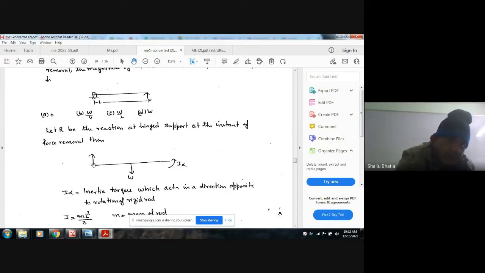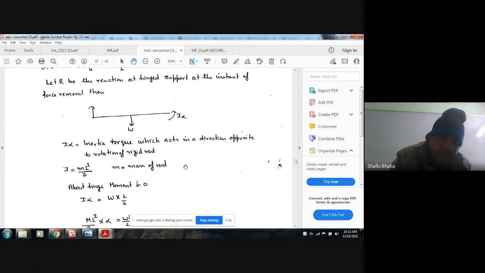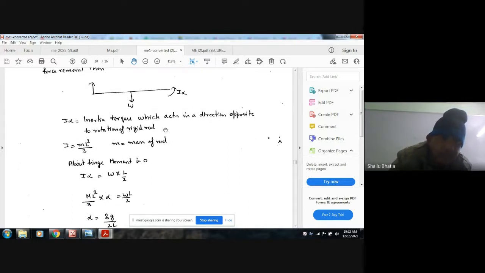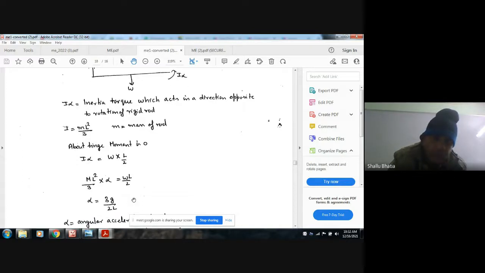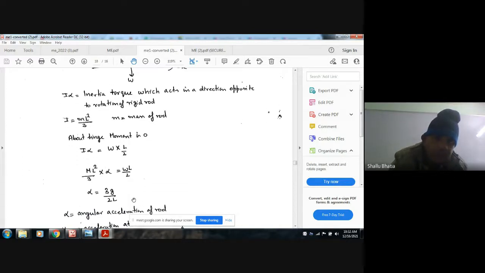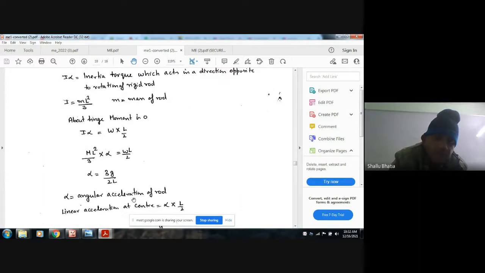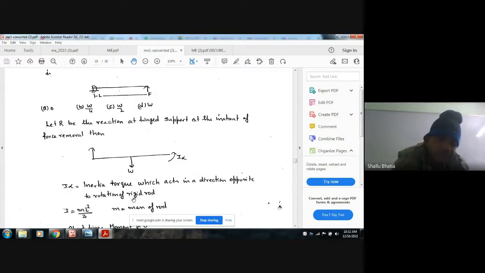Now your I is about this point. That is ML square by 3. So I alpha is ML square by 3 into alpha. Now taking moment about this point, the hinge point, the moment of the reaction will be zero because it is a hinge. So I alpha is equal to W L by 2. So ML square by 3 into alpha equals W L by 2, so alpha is 3G by 2L.